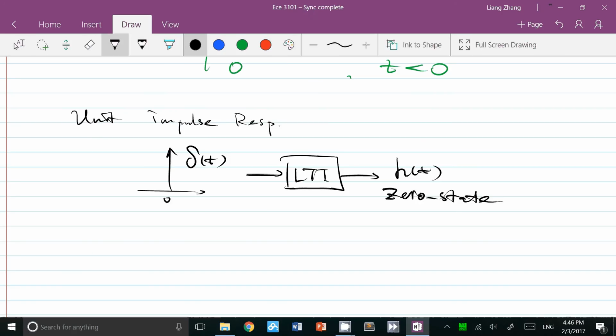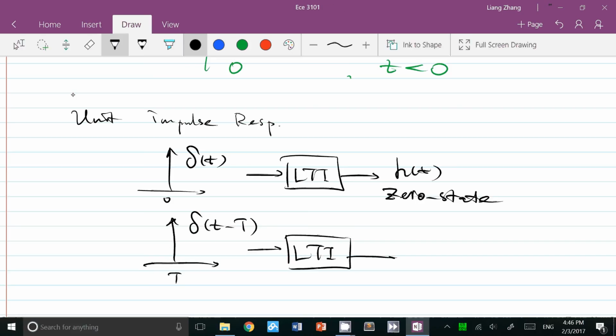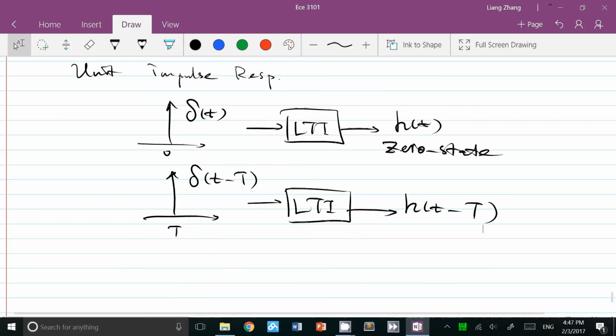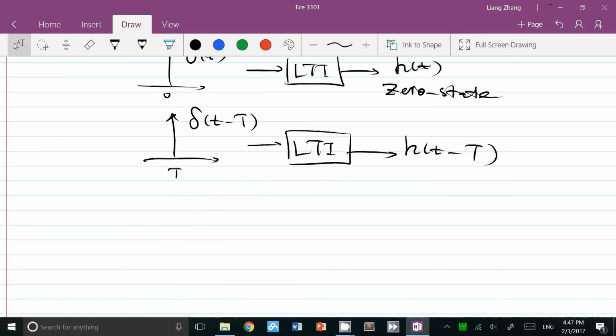Now, if my input is changed to delta of t minus capital T, meaning the spike will not appear at t equals 0 but at capital T, and we send this to the same linear time invariant system, what will be the corresponding output? Without any calculation, because the system is time invariant, we know the output should also be delayed by the same amount, and nothing else will change. Okay. This is about time invariance.